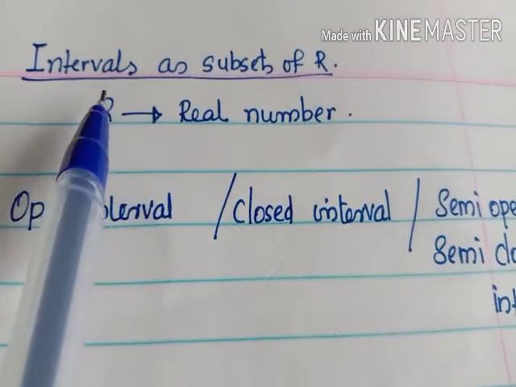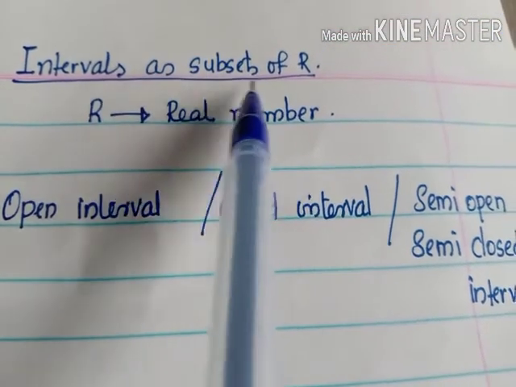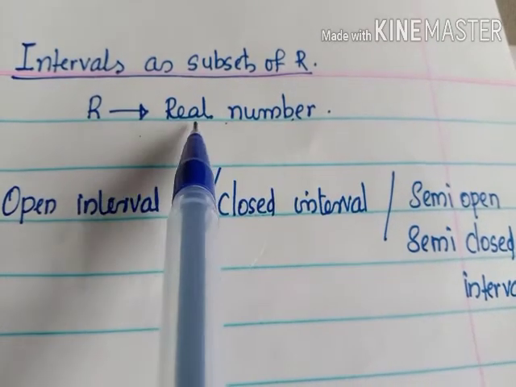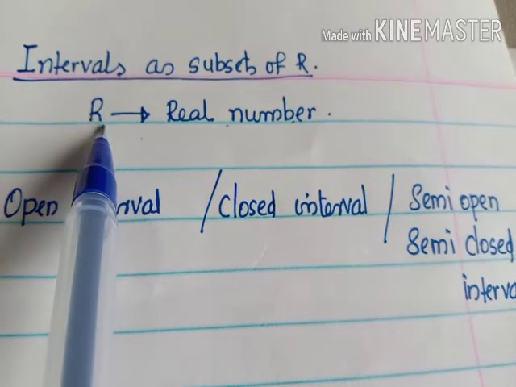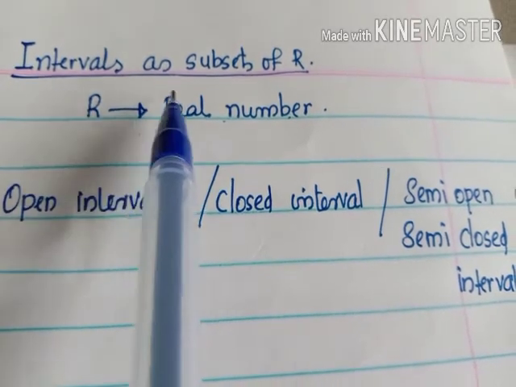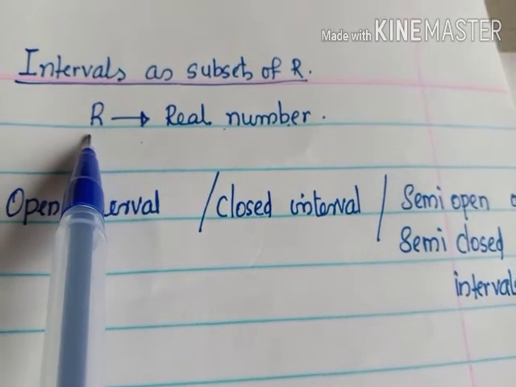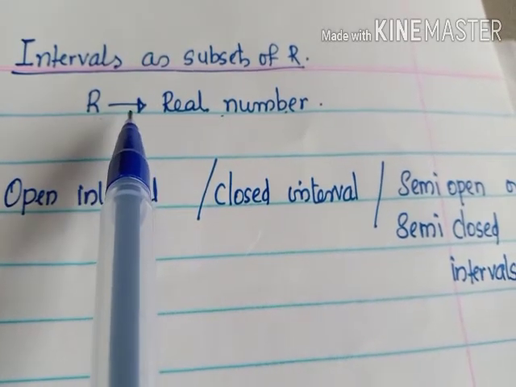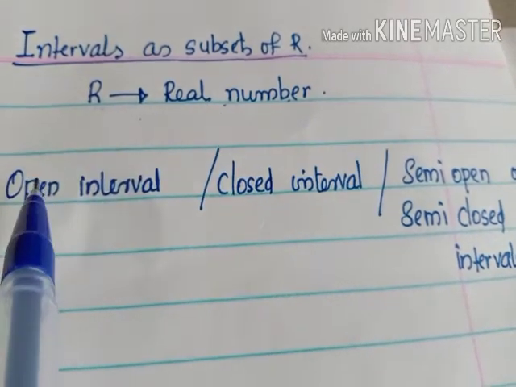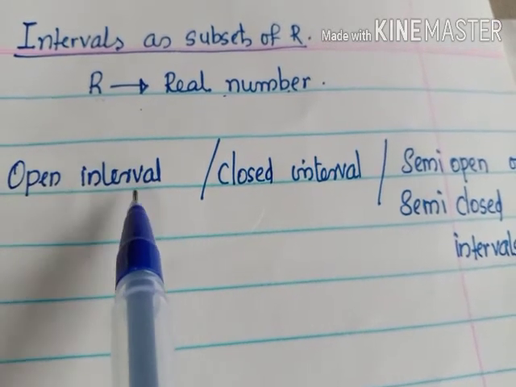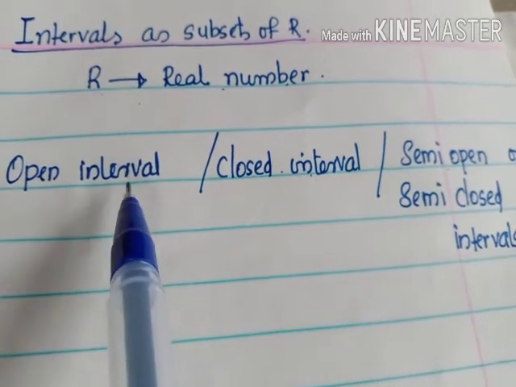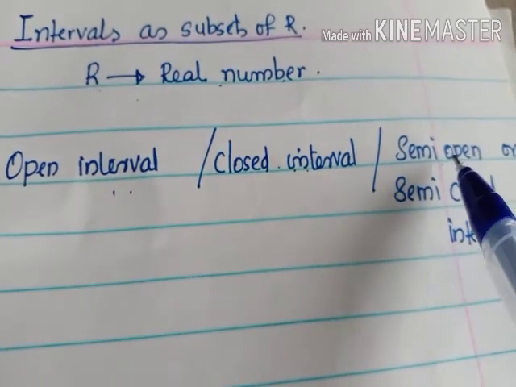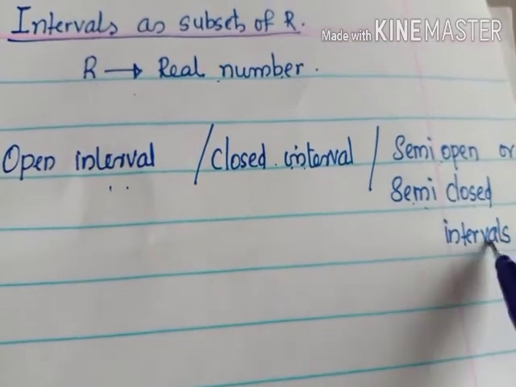Now let us see intervals, intervals as subsets of R. R means real numbers. See, I already gave notes. In the notes you can see some letters: capital R, the set of real numbers; capital N, the set of natural numbers; capital Z, the set of integers. All these we discussed. Now we can see the different types of intervals. Mainly there are 3 types: open interval, closed interval, and semi-open or semi-closed intervals.